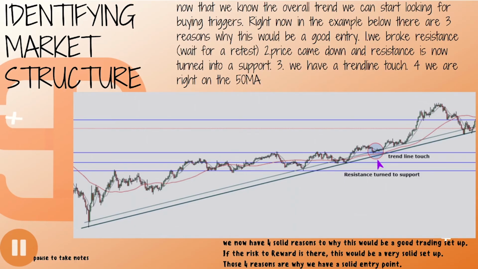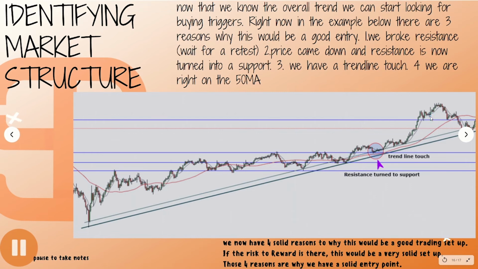Now, identifying market structure, now that we know the overall trend, we can start looking for buying triggers. Right now, in the example below, there are 3 reasons why this would be a good entry. One, we broke resistance and waited for a retest. Two, price came down to resistance and has now turned into support. Right here, this blue line is resistance. It broke that resistance area and came back down. We're on a dynamic trend line right here. We're on resistance turned support, and the market rallies off that area.